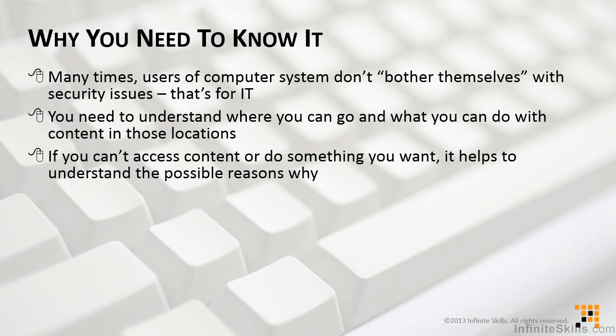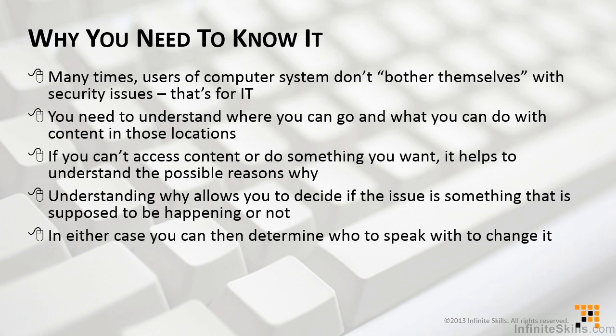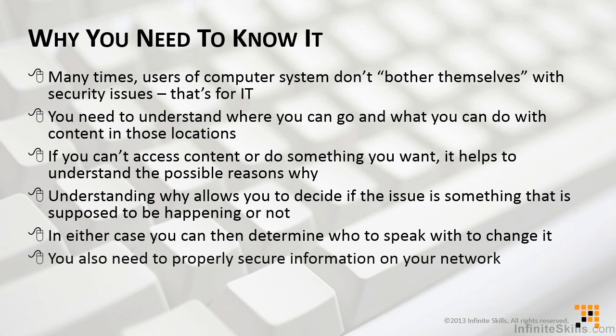If you can't access content or do something you want, it helps to understand the possible reasons why. Understanding why allows you to decide if the issue is something that is supposed to be happening or not. In either case, you can then determine who to speak with to change it. In other words, if it's working correctly because you don't have permissions, maybe you need to speak to an administrator so they can give you permissions. If it's something that you should have access to because you do have permissions, then you need to try to look for some other reason.